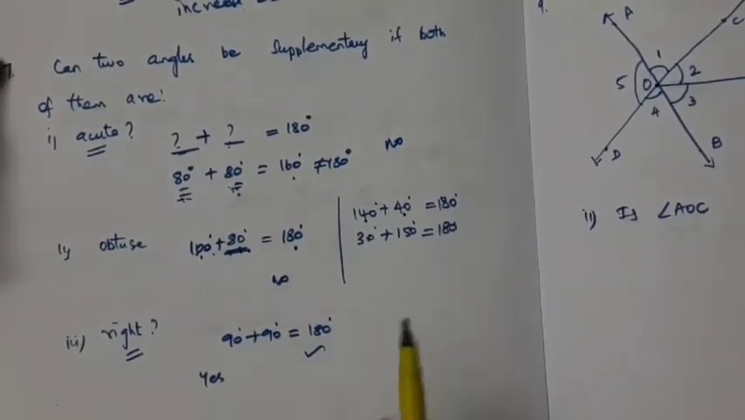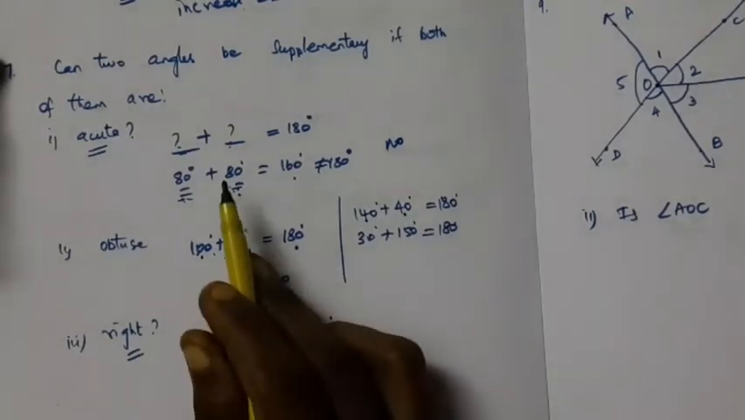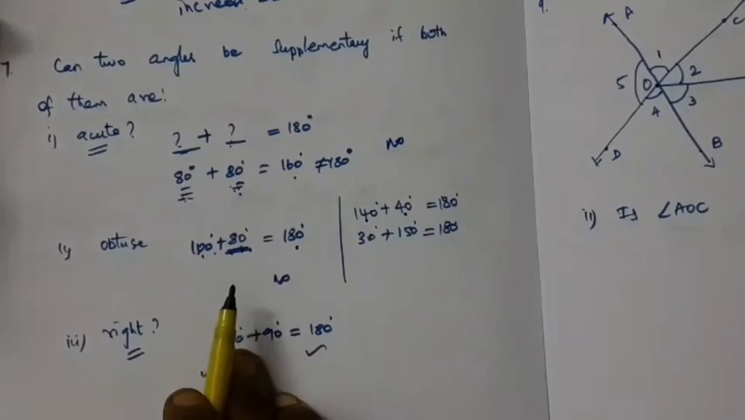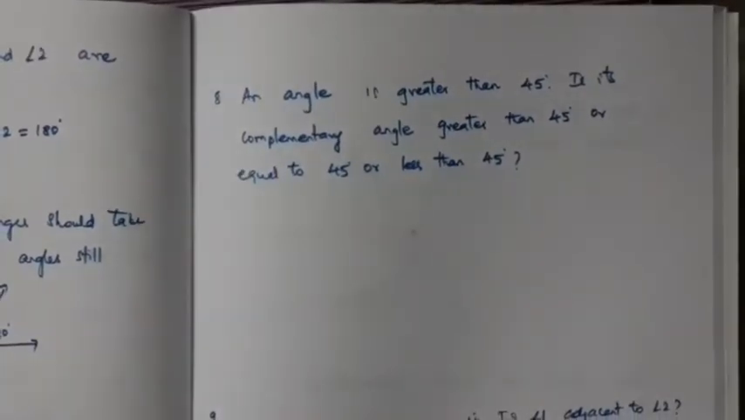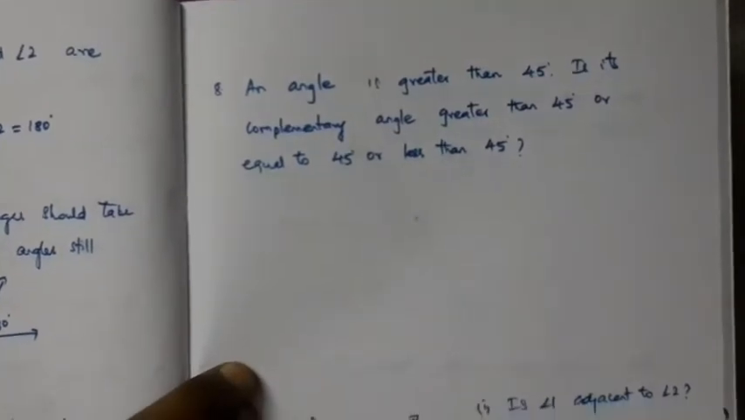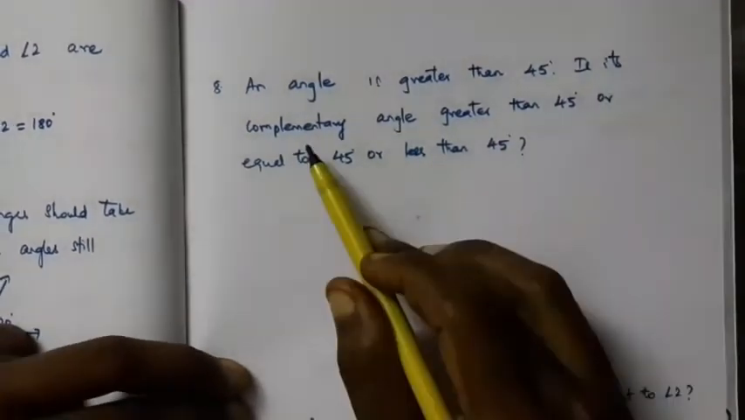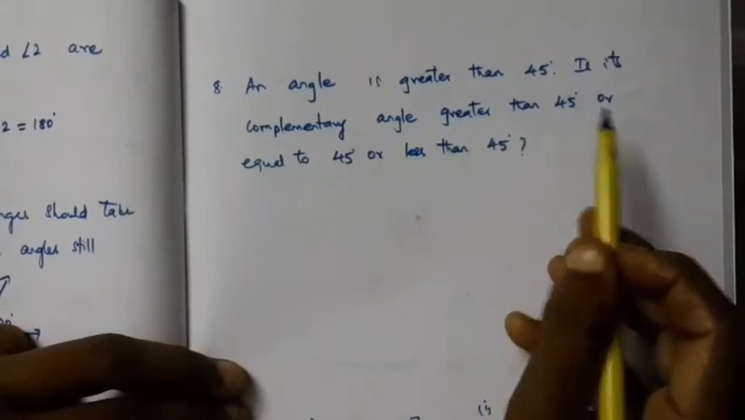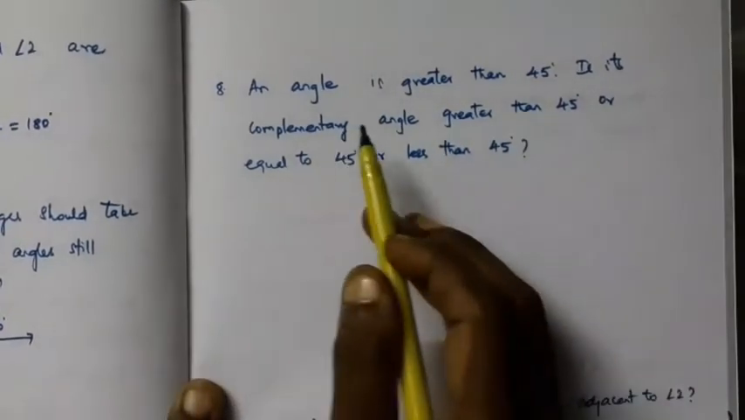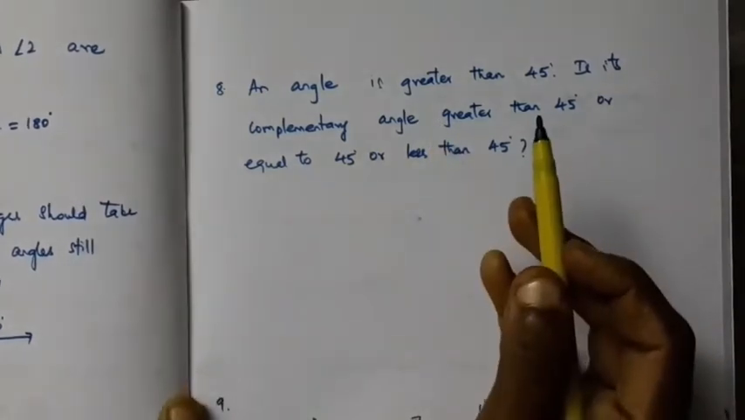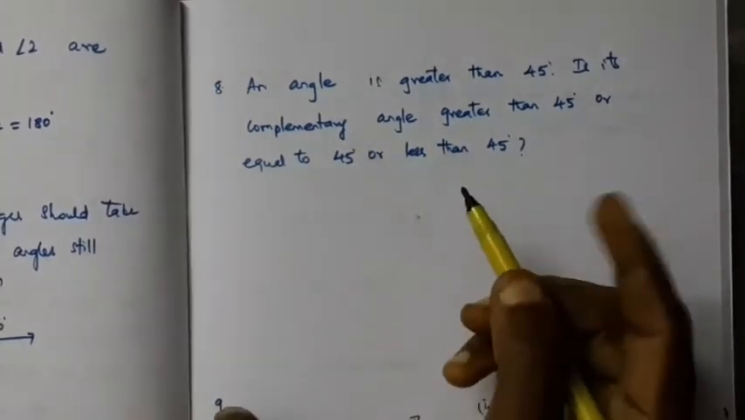So the other possibility is that one of the angles should be acute and the other angle should be obtuse. The two cannot both be acute, and the two cannot both be obtuse either. So the next question is, an angle is greater than 45. Is its complementary angle greater than 45, equal to 45, or less than 45? They are saying an angle is greater than 45. So what is its complementary angle?